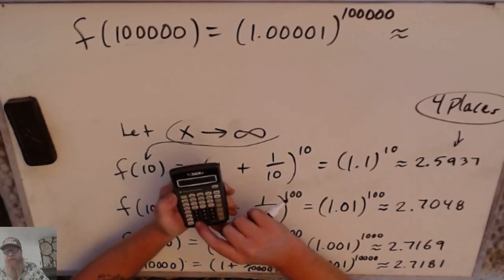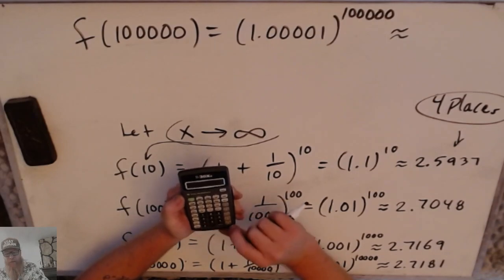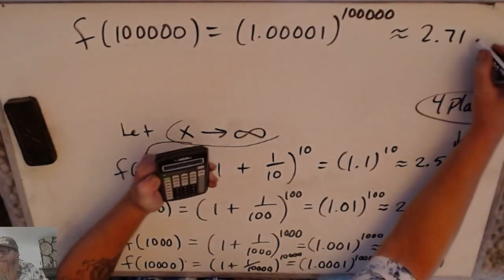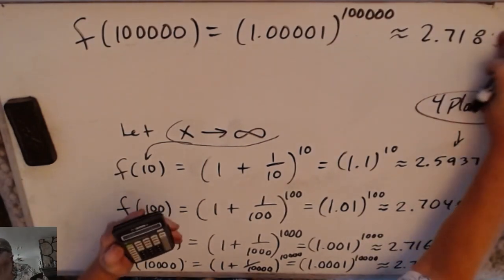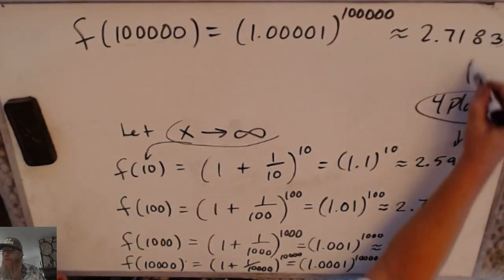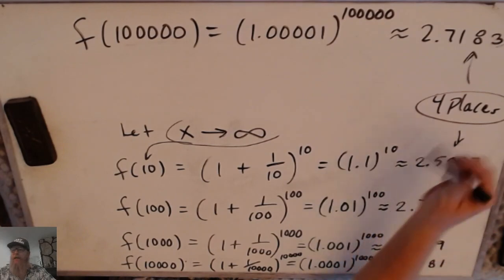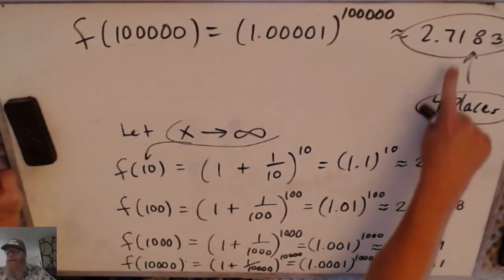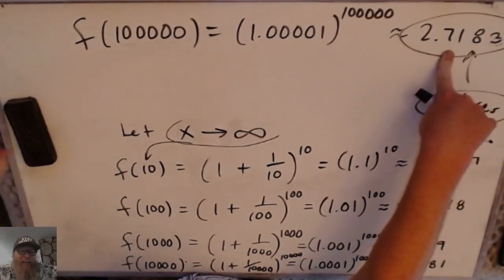So 1.00001 and then raise it to the 100,000th power. You still get 2.71 again. This time it's 2.7182. Actually 83 if I'm following rounding rules. Well, I think I can basically stop now, right? I've seen 2.71, 2.71, 2.71 every single time. It will never get larger than 2.71. That is your ceiling.